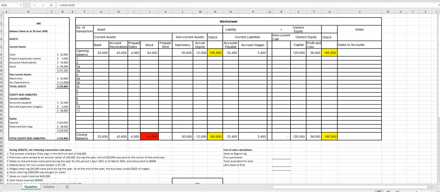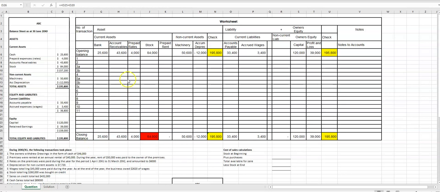Okay, now I'm going to write the number of transactions here. So here are all the transactions that we're going to do, and they correspond to the transactions that we've got down here. So our first transaction is the owners withdrew drawings in the form of cash for $46,000. So if cash is leaving the business, then we need to reduce the bank account.